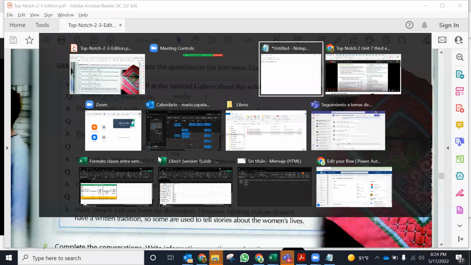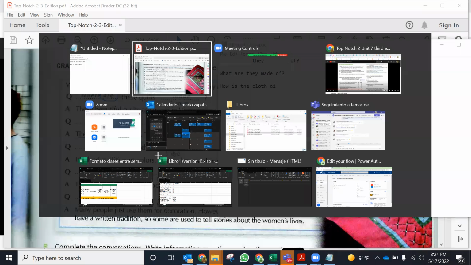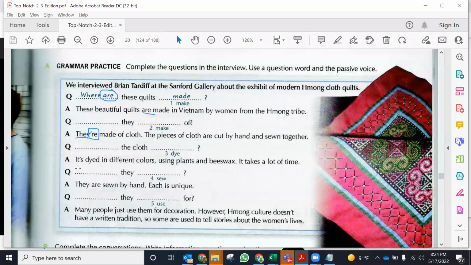Sí, va quedando claro, exactamente. La pregunta entonces, ¿cómo quedaría elaborada? How is the cloth dyed? Okay. How is the cloth dyed? Perdón, es que es el verbo así. Dyed. ¿Cómo es pintada la ropa? How is the cloth dyed? It's dyed in different colors using plants and beeswax. It takes a long time.